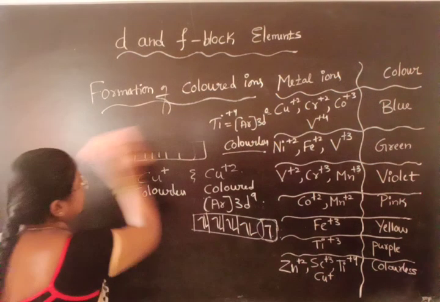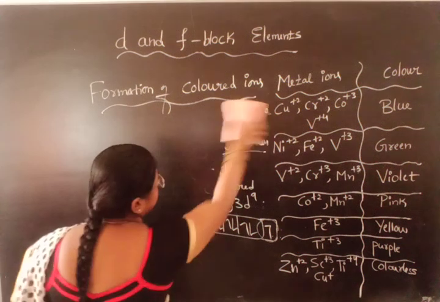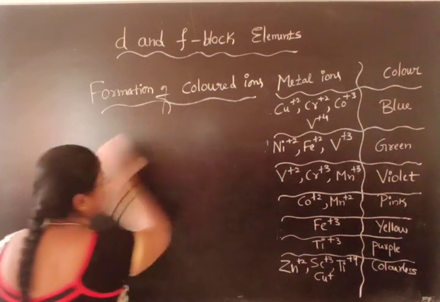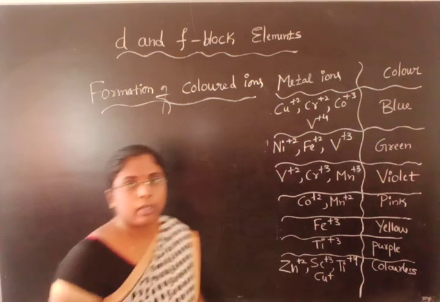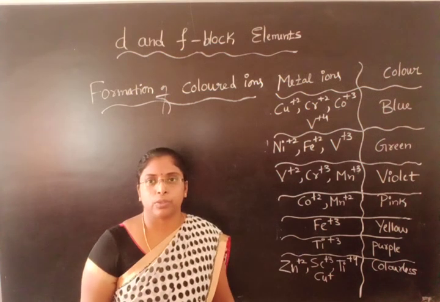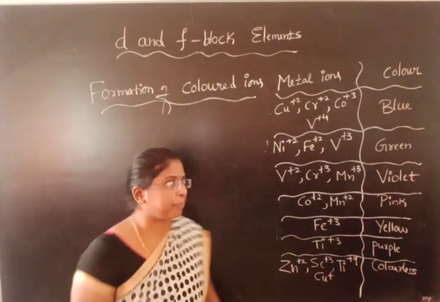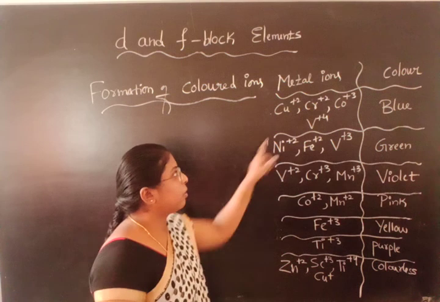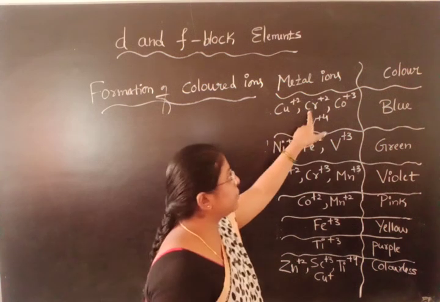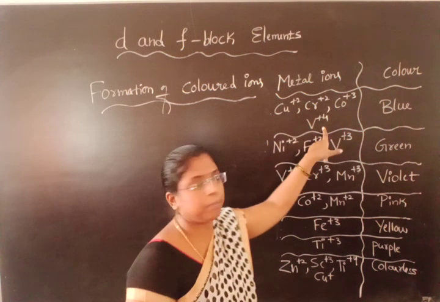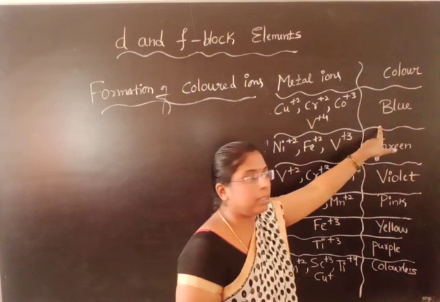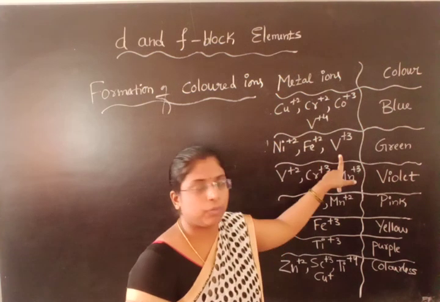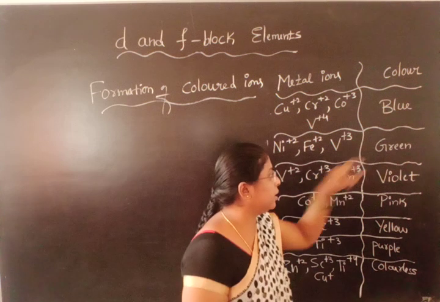Hence among Ti plus 2 and Ti plus 4, Ti plus 2 is colored, whereas Ti plus 4 is colorless. For a 1 mark question you may get: among Cu plus and Cu plus 2, which is colored, and give the reason. If you see the metal ions, copper Cu plus 2, chromium plus 2, cobalt plus 3, vanadium plus 4, they are blue in color. Ni plus 2, Fe plus 2 and V plus 3 are green in color.